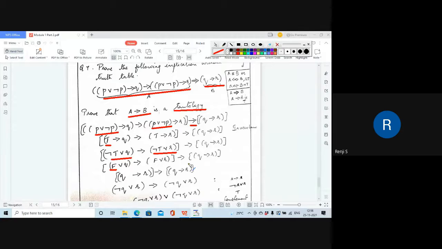Q implies R, there is no change. Next, in the next step, we have F or Q, false or Q. F or Q is Q. Implies F or R is R. So this part becomes Q, F or Q becomes Q, and this F or R becomes R. And so the entire thing from here till here becomes Q implies R. Implies the next part, Q implies R.